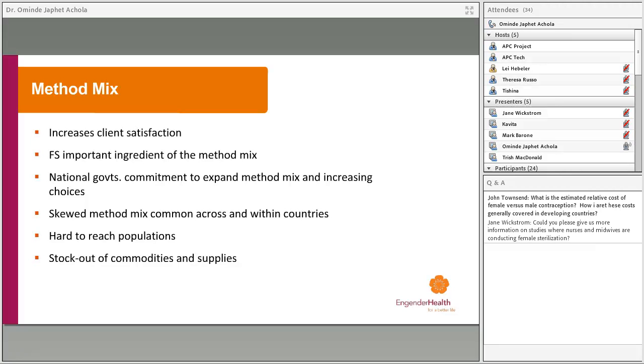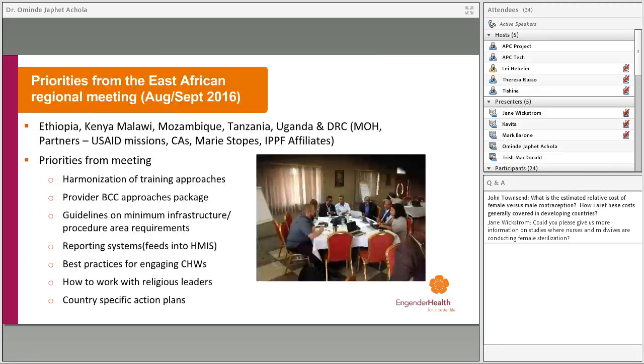Method mix has been discussed earlier, and I won't belabor it, but just to mention that female sterilization is an important ingredient. The commitment is there in government's policies at all levels. However, we still have a skewed method mix. In reality, we have countries where a method, maybe like injectables, is being accepted by almost 50% of the clients, and therefore that is an area that needs further improvement to ensure method mix.